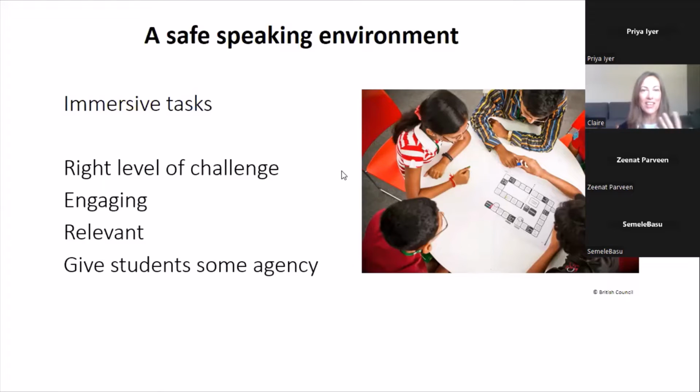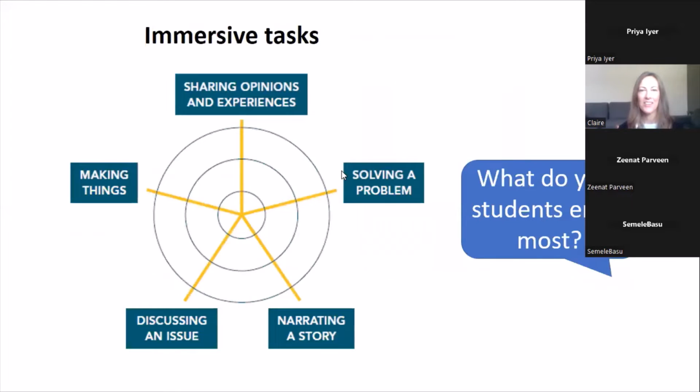And in the research, they give some examples of immersive tasks. Here they are. So we've got making things. This could be speaking about together in groups and creating a poster, for example, or a play, sharing opinions, problem solving, narrating a story. That could be role play as well, or drama, or discussing issues. So how about you? What kind of tasks from this list do your students enjoy the most? Let us know in the chat or in the comments.